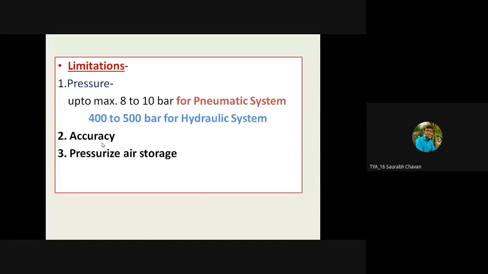So due to the compressible nature. As air is compressible in nature, because of that we are getting less accuracy in motion or operation as compared to the hydraulics. Very good.